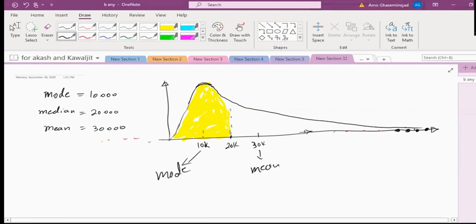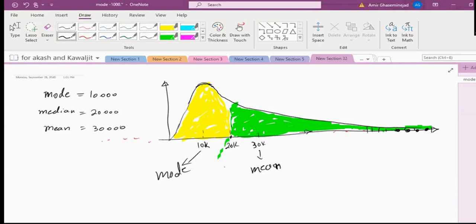Few observations here at the high end on the right side are dragging the mean to the right side. And this area, half of the observations are less than that number, and half of the observations, including all of those big outliers, are on the right side. And this is the median. Okay, so by just having these three numbers, I'm able to have a good visualization of this data.